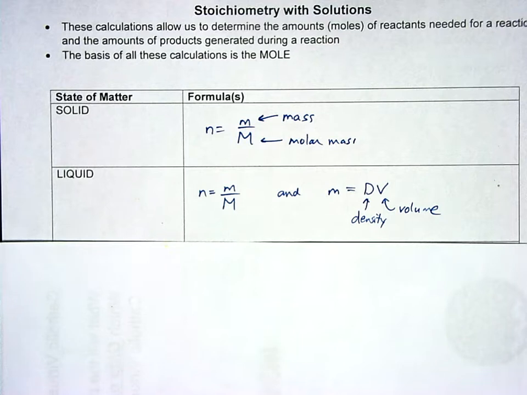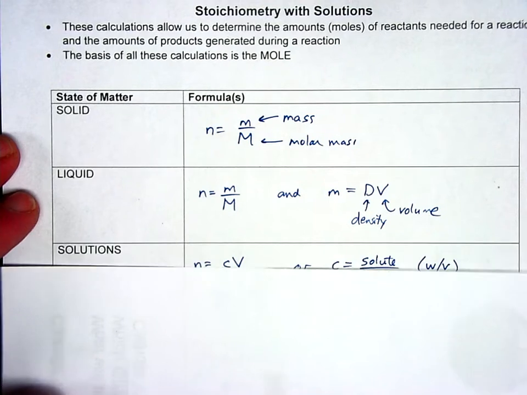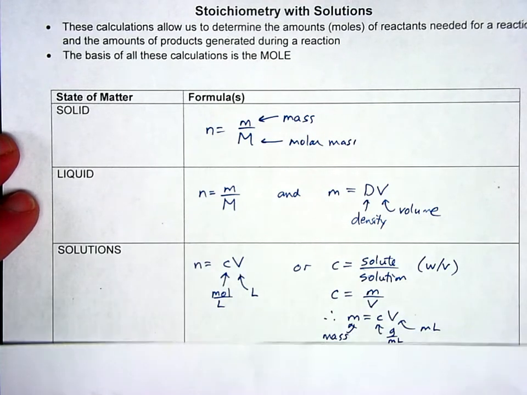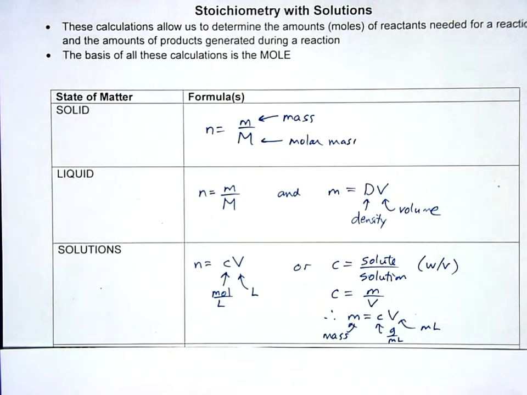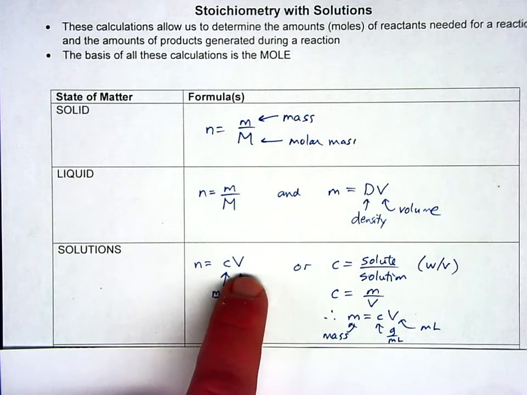Okay. Now, when it comes to this unit, we're looking at solutions. We're dealing with mixtures, so we don't need the density, because that's only for a pure substance. That's going to allow us to figure out the mass of that substance. What we need is the concentration, because the concentration tells us how much of the solute, which is usually the reactant, is present in a given amount of volume. So we'll use this formula: moles is equal to concentration times volume.